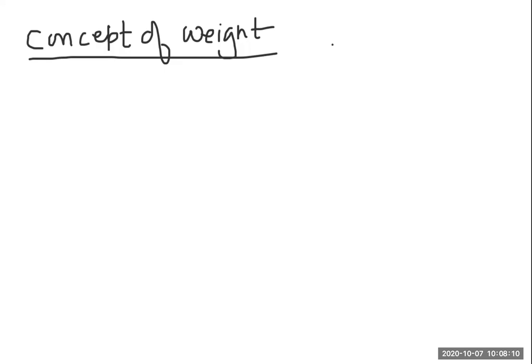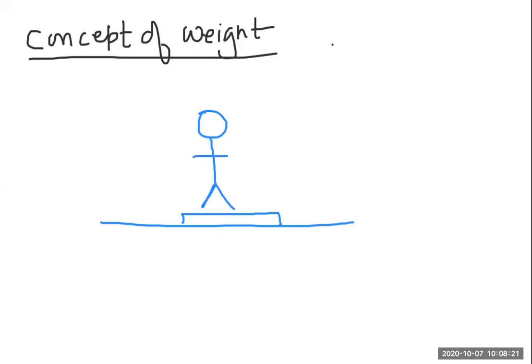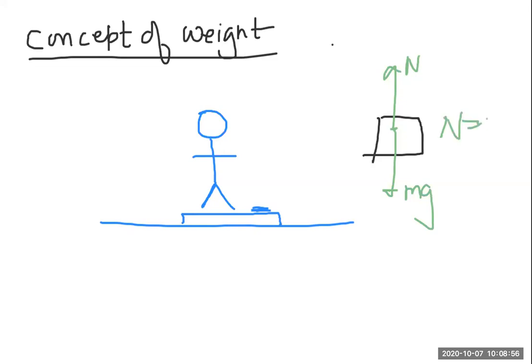Let me tell you what weight is. What happens? A weighing machine is kept on the floor, and you go and stand on the weighing machine, and the weighing machine tells your weight, right? What is happening? Now that we know how to draw free body diagrams, we can draw a free body diagram of this person. What are the forces acting on this person? Mg is acting on the person due to the earth. And normal reaction is acting on the person due to the surface of the weighing machine. And the acceleration of the person is zero. Therefore, N is equal to Mg. Right? So since acceleration is zero, the normal reaction is Mg.